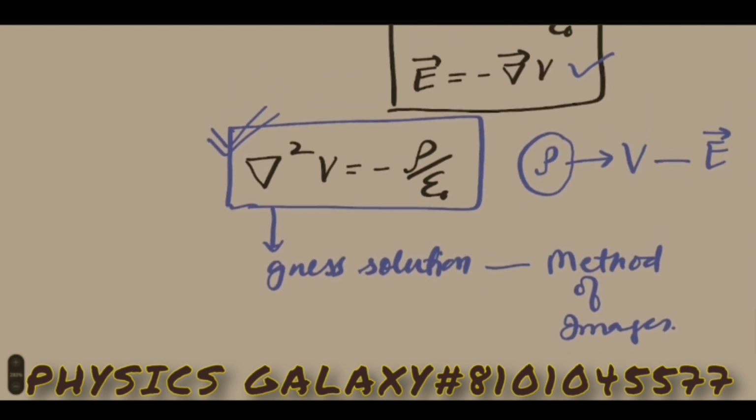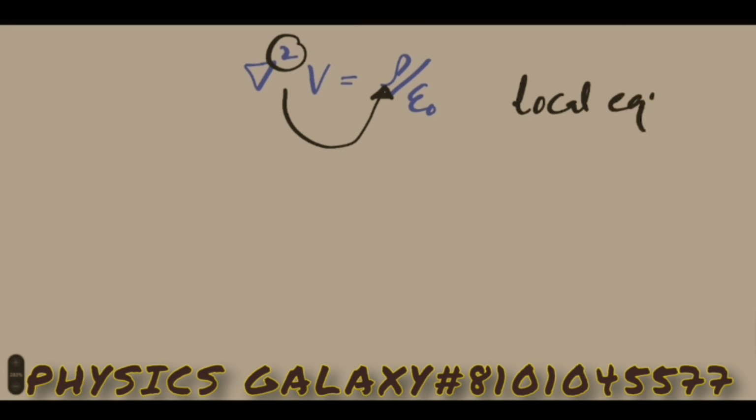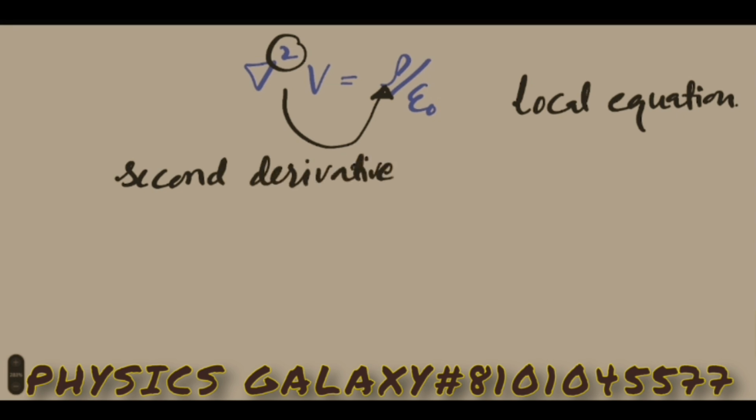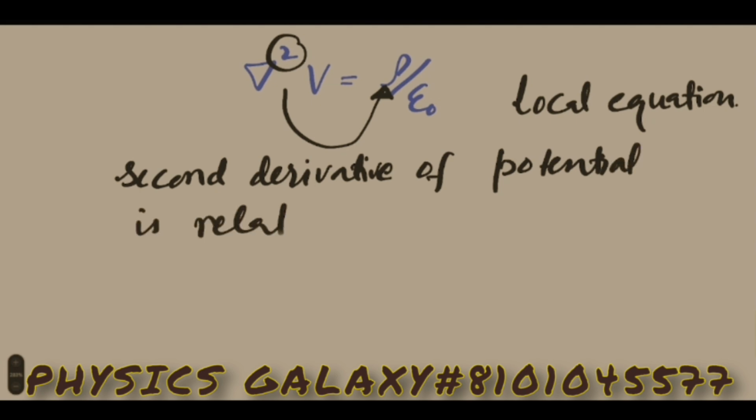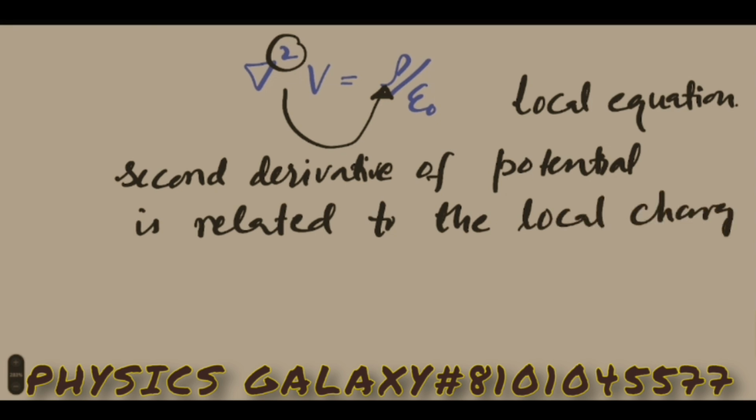Now let's look at this equation. First of all, del square V equals minus rho over epsilon naught. This equation tells us that the second derivative is related to the local charge density. Remember, this is a local equation, which means the second derivative of potential is related to the local charge density.